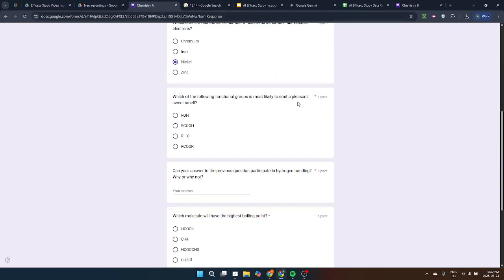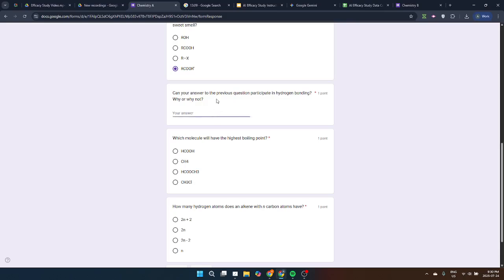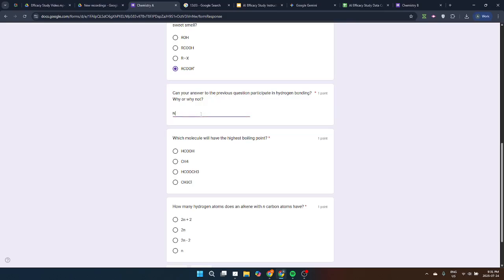Which of the following functional groups is most likely to emit a pleasant sweet smell? The ester here. The answer. Oh, actually, can it participate in hydrogen bonding? No, the ester. Okay. No, the ester cannot participate in hydrogen bonding because it doesn't have the required functional groups which allow for that to happen.